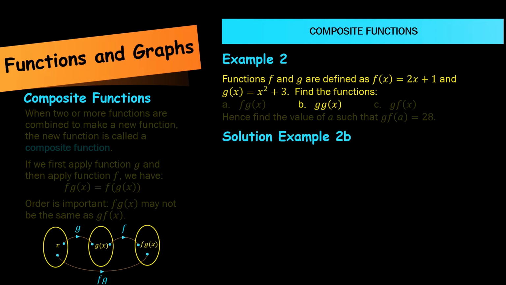And now for part B, we are required to find g of g of x. So of course g of x on its own is straightforward, that's just x squared plus 3. And if we apply g again, we square the contents of the brackets, as we did before, which are x squared plus 3, so we square x squared plus 3 and then add 3. And tidying up gives us x to the 4 plus 6x squared plus 12.